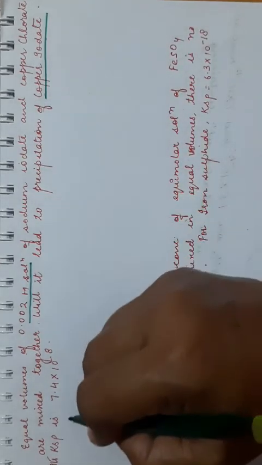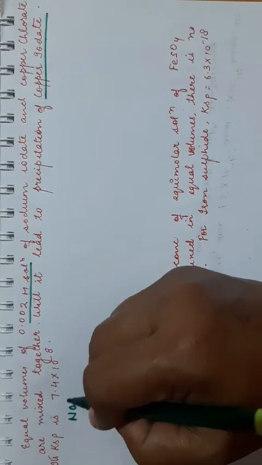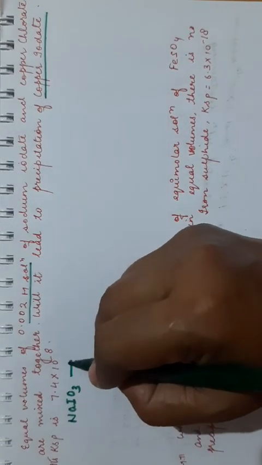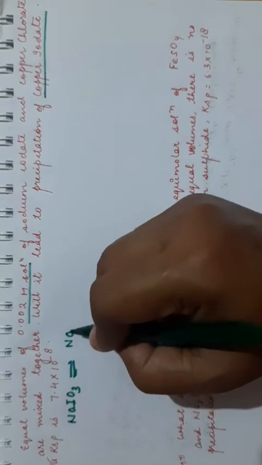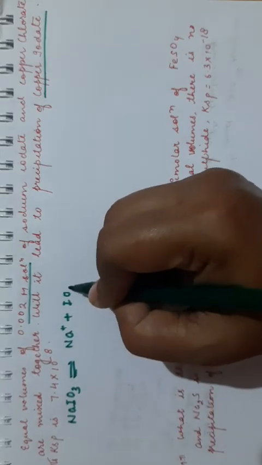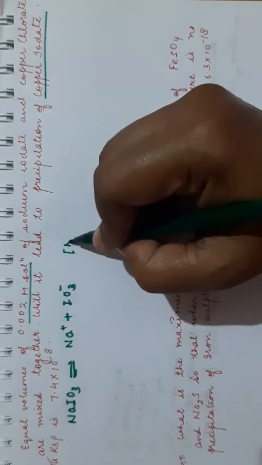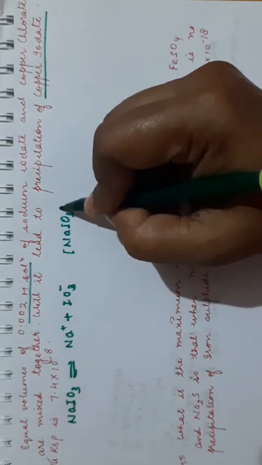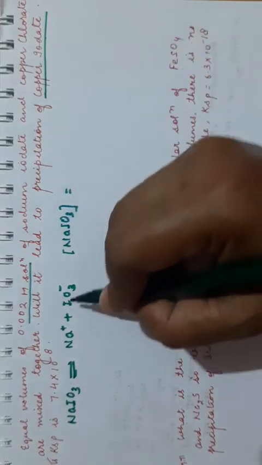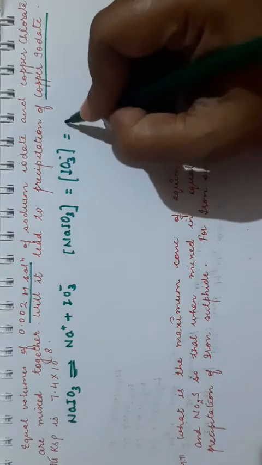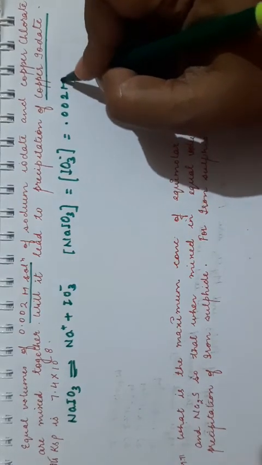So we have sodium iodate solution, NaIO3. Iodate ion is IO3 minus. It will dissociate and form Na plus and IO3 minus ion. Clear? What is the concentration given for NaIO3? The concentration of IO3 minus will be the same as NaIO3. So we can write IO3 minus ion concentration is equal to 0.002 molar.